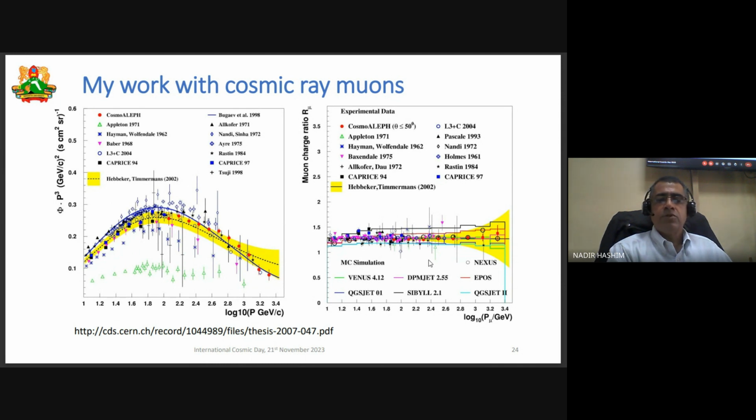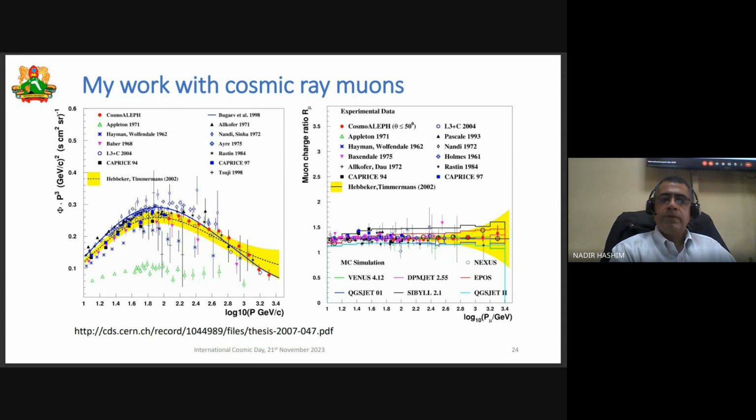And for the charge ratio, this is the ratio of mu plus to mu minus. We compared our measurements in red dots with previously reported measurements at that time in 2007, as well as the parameterization by Hebbeker and Timmermans shown on the black solid line with the error margin shown as a yellow band.